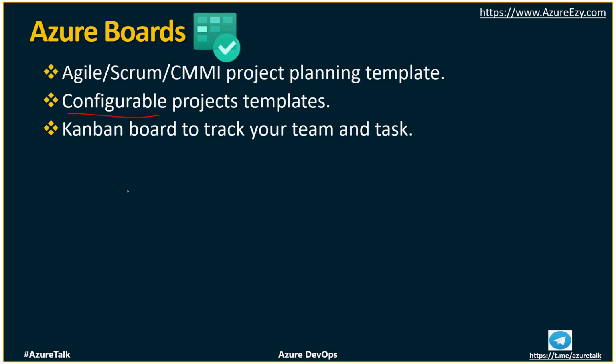But if your organization has a really customized process for Agile, then you can go into the Azure Board, customize that particular process, and then use it in your Azure DevOps project. So that is one of the good things you have in Azure Board. The other is, Kanban board was there in VSTS as well. Now also you have it.